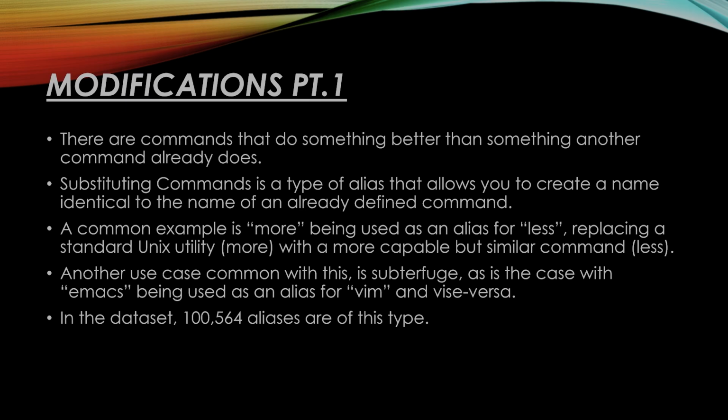There are commands that do some things better than another command already does. Substituting commands is a type of alias that allows you to create a name identical to the name of an already defined command. A common example of this is more being used as an alias for less, replacing a standard Unix utility with a more capable or similar command. Another common use case is subterfuge, as in the case with Emacs being used as an alias for Vim and vice versa, which is funny because there's always been a back and forth between which program is better.